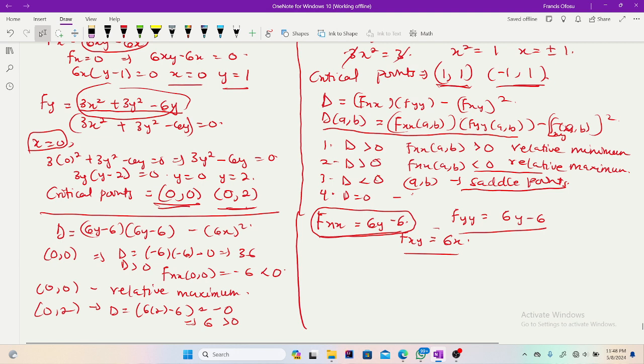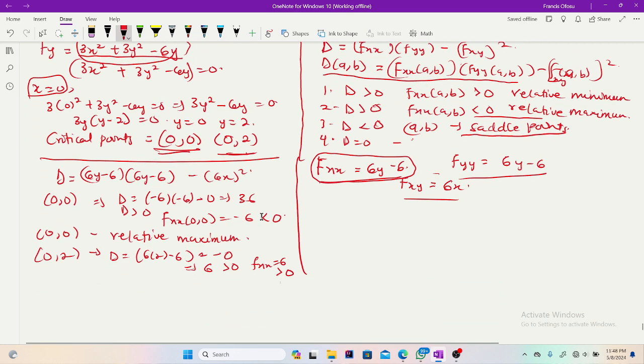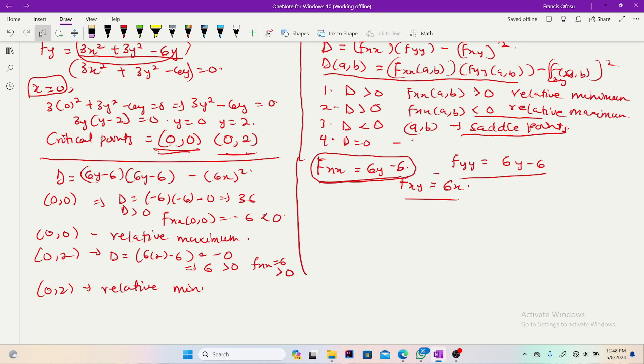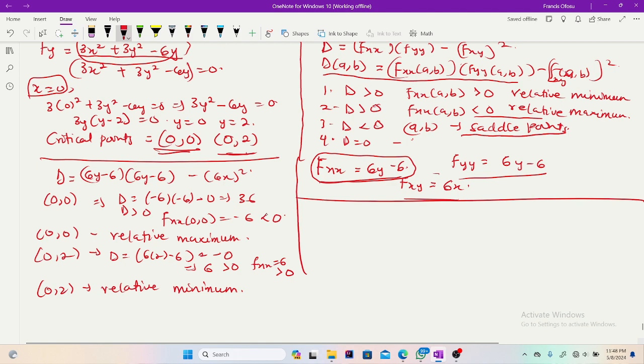Okay, so once I see that my d is greater than 0, then I'll move towards my fxx test. So my fxx, when I put y in it, y is 2, 12 minus 6, I'm also getting 6. So fxx is also equal to 6 and it's also greater than 0. What does that mean? Meaning that my critical point (0, 2) is a relative minimum.